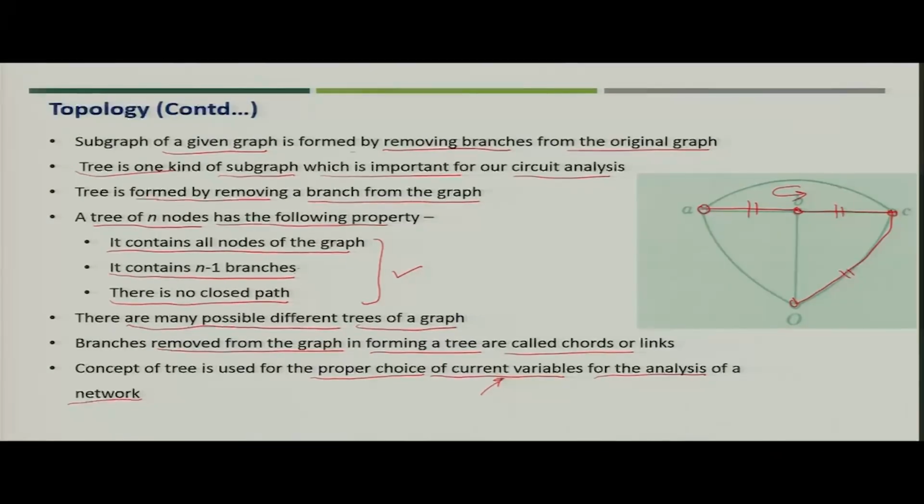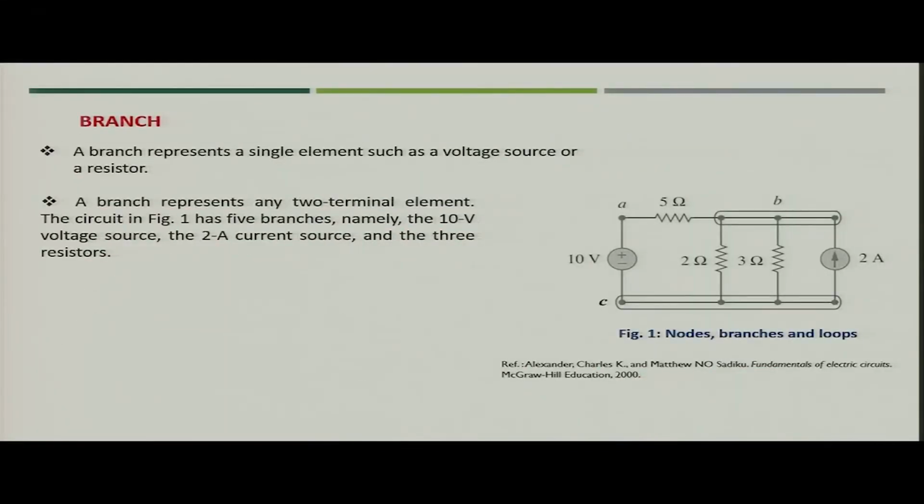Now, let us talk about the elements which we just saw in the network topology. One is the branch. A branch represents a single element such as a voltage source or a resistor. So, in this case, this can be considered as a branch, this can be considered as a branch, this can also be considered as a branch, and this can also be considered as a branch. So, basically wherever we see electrical elements present, that particular segment is called a branch.